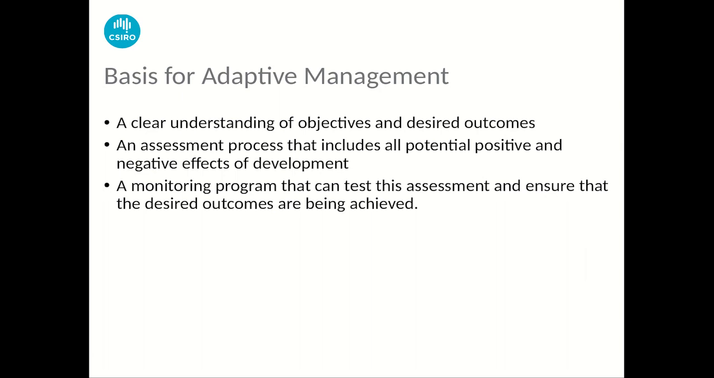We're working off a process that is the basis for adaptive management. This process starts out with a clear understanding of the objectives and the desired outcomes that we are trying to achieve for the ecosystem and for the ways that we are using it. It relies on a process to develop an assessment that includes all the potential positive and negative effects of any sort of development and resource use. And finally, a monitoring program that can test the types of assessments that we're doing and ensure that the outcomes that we've identified are actually being achieved.